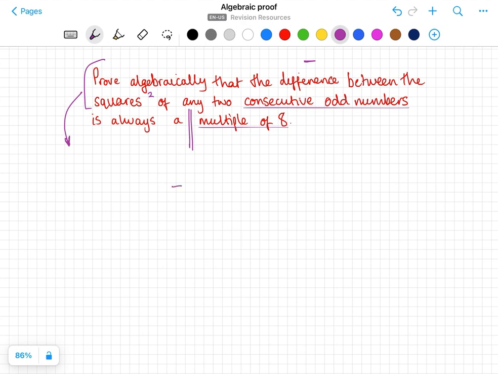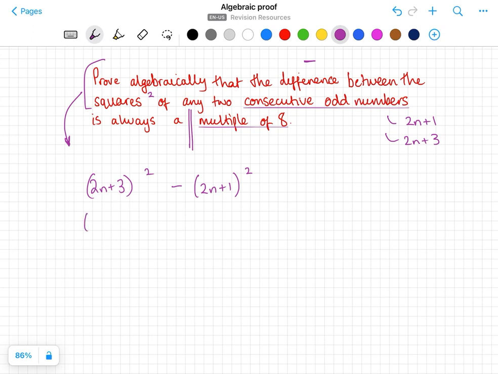We want the difference between the squares of any 2 consecutive odd numbers. So if my first odd number is 2n plus 1, my next odd number would be 2n plus 3. We want the squares of those, and then we subtract them. So we're going to go for the bigger one first, take away the smaller of the 2 odd numbers. So now we've put together our statement.